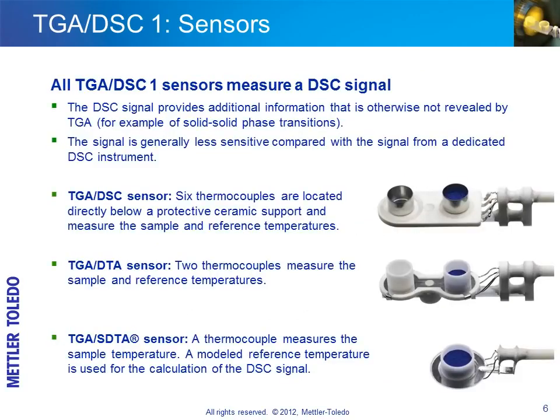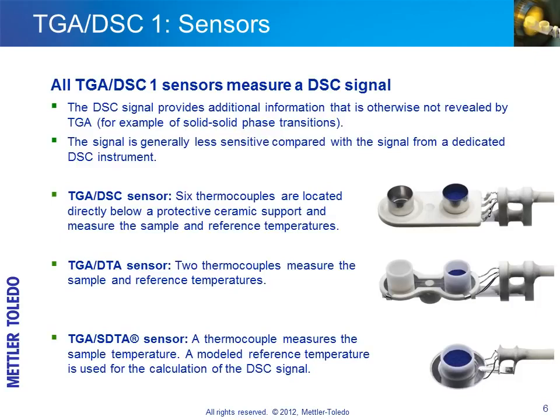The TGA DSC1 can be equipped with three different sensors. The TGA DSC sensor has 6 thermocouples located directly below a protective ceramic support, which measure the sample and reference temperatures. The TGA DTA sensor has 2 thermocouples that measure the sample and the reference temperatures. The support is made of platinum. The differential measurement improves the signal-to-noise performance of the sensor compared to that of a sensor with only 1 thermocouple.